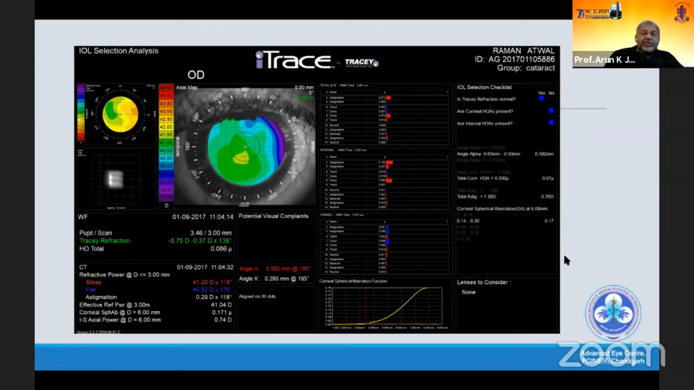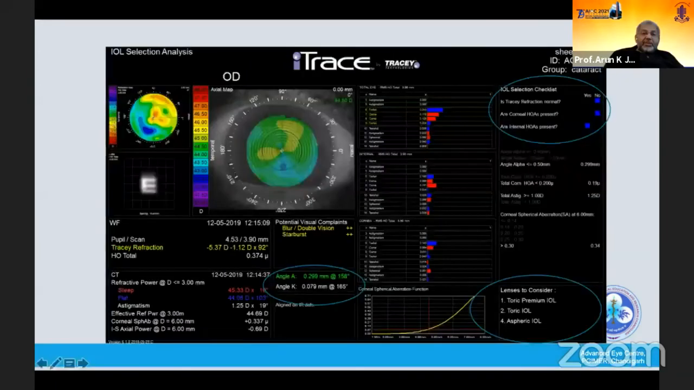This is another patient with 0.34 corneal aberration. So here again we would like to choose, the angle alpha is good. Here you can choose any type of IOL, as the machine also says. You can choose multifocal, toric, or premium IOL with the high negative asphericity. This is one patient with the 0.29 corneal aberration here.